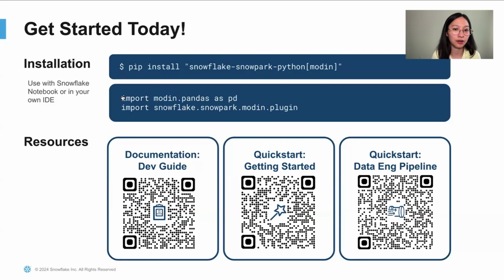And so finally, if you're interested in trying out Pandas on Snowflake on your own, it's really easy to get started. If you already have a Python environment set up on your laptop, your local machine, all you have to do is a pip install. The command is here, and then do a two-line import to get started. You can also try using it in a Snowflake notebook, and we saw an example of how that worked in our demo earlier.